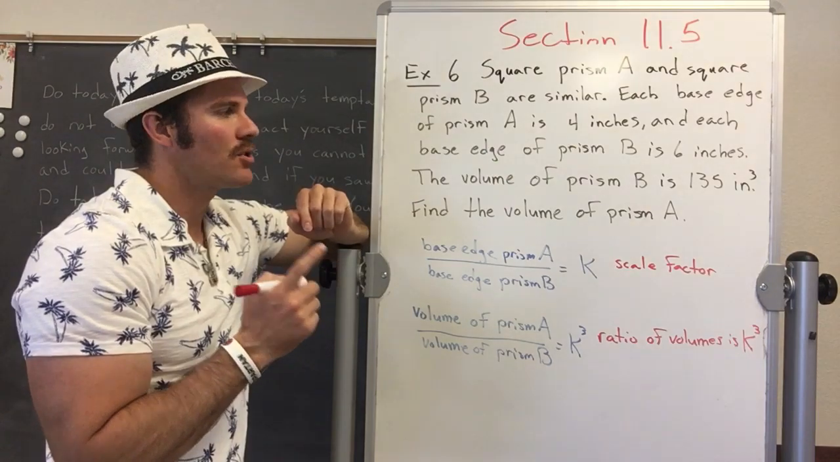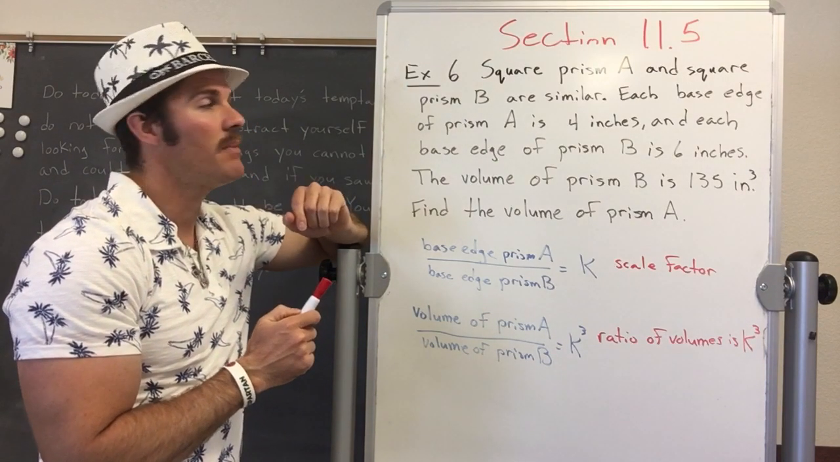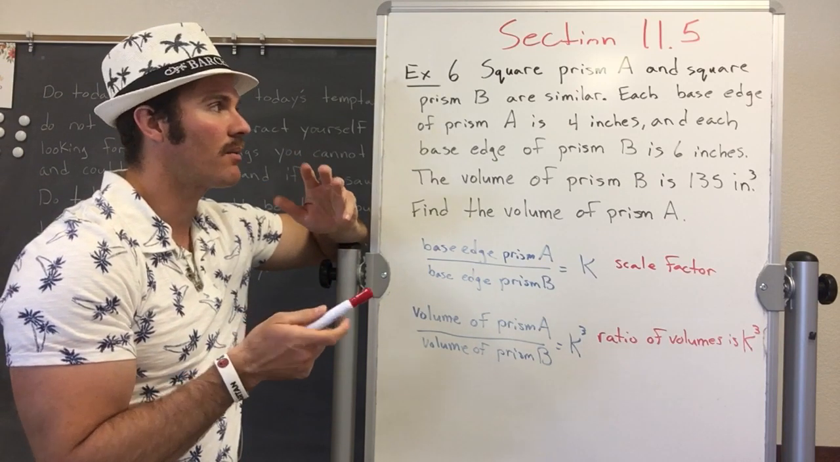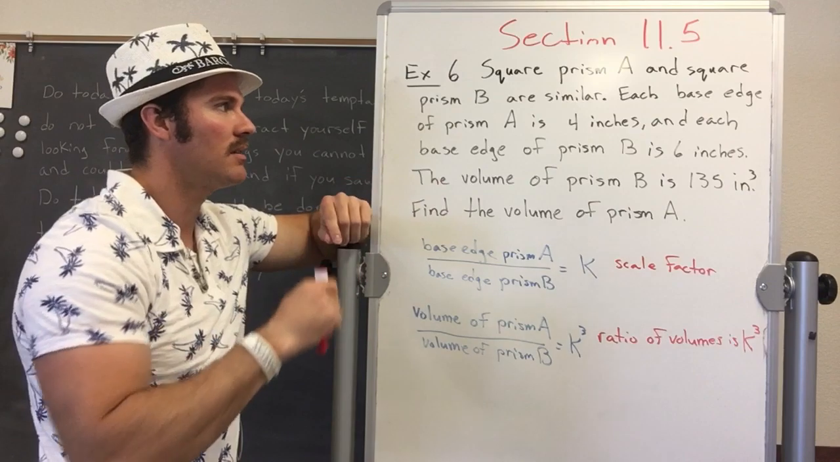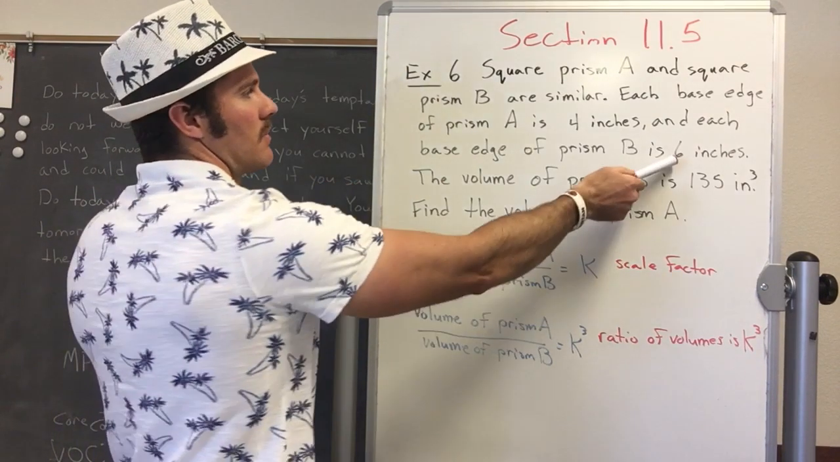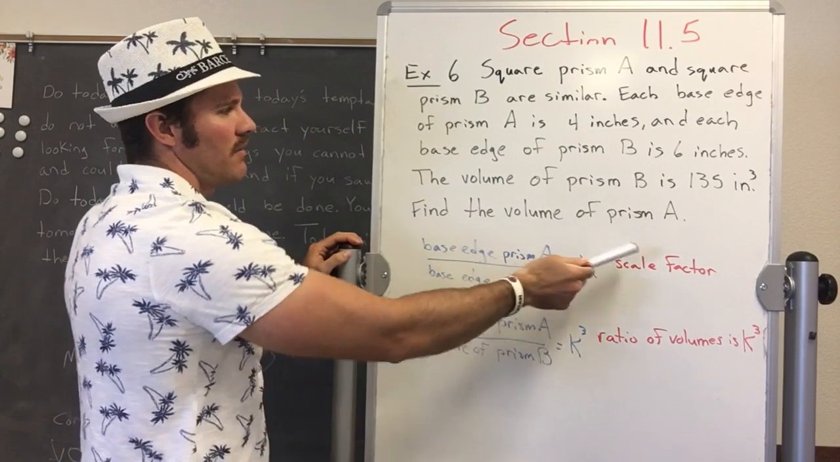So when you have two shapes, solids, prisms, whatever, that are similar, we can make ratios. Now, I'll show you in a moment how to do that. Each base edge of prism A is 4 inches. So it's a square, right? So all the side lengths are 4 inches. And then prism B, they're 6 inches. Okay? Volume of the prism B is that, and find the volume of prism A.